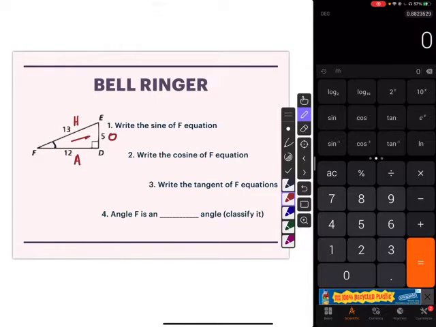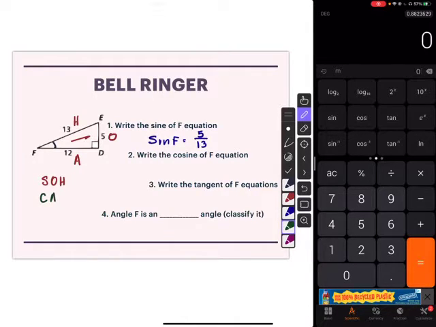For the sine of F, remember our little saying there. SOH: sine equals opposite over hypotenuse. So we'll write sine of F is equal to opposite, which is the 5, over hypotenuse, which is 13. And we're done. Let's write the cosine now.